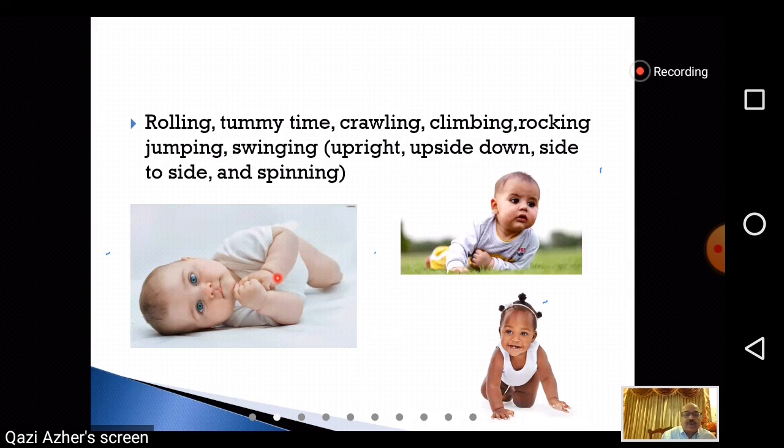Rolling over, tummy time where the baby is on the tummy, crawling, rocking, jumping, swinging, all that is going. Even swing them sideways too. Swing them the front way, spin them. Not spinning too fast, but just different moves so that there is a stimulus to the vestibular area. Okay. Now I want to review the whole thing.